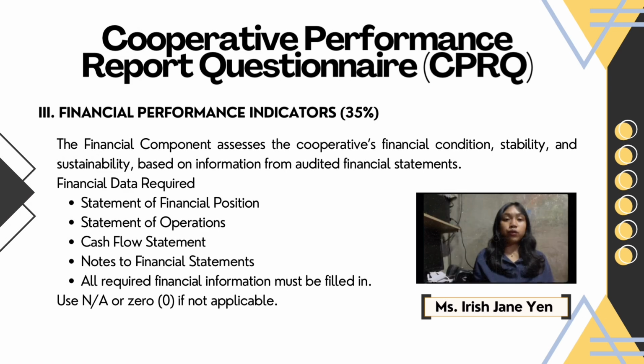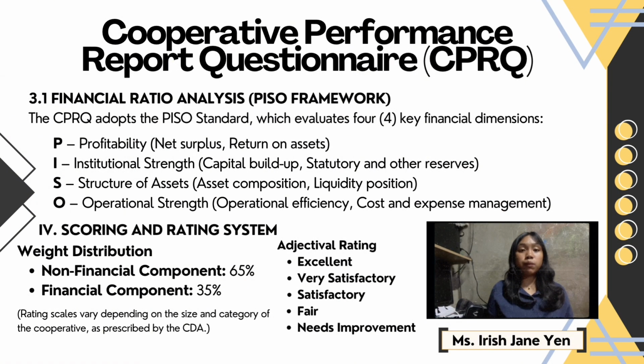To further evaluate financial performance, CPRQ uses a standard financial framework. The CPRQ adopts the PISO framework to evaluate financial performance across four key dimensions. P stands for profitability, which looks at net surplus and return on assets. I refers to institutional strengths, focusing on capital buildup and reserves. S stands for structure of assets, which evaluates asset composition and liquidity. O represents operational strength, measuring efficiency and cost management.